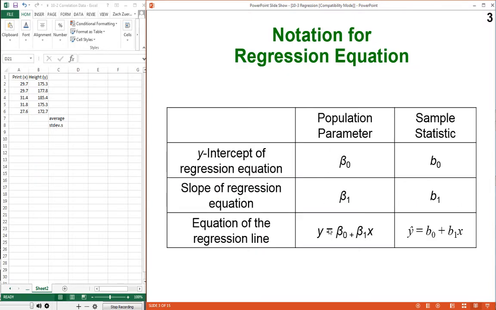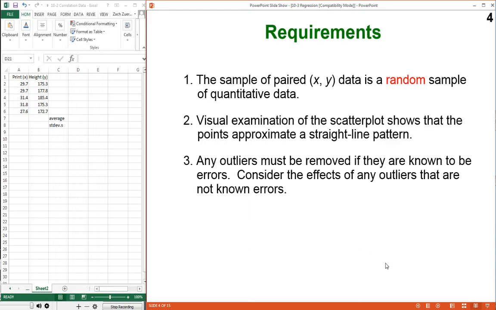When we're talking about a population, we have those Greek letters again. So in this case, it's going to be beta. But when we're looking at a sample, beta is now b, with b0 for the y-intercept and b1 for the slope. And then the equation of the line is, as you just saw, b0 plus b1x. So we're going to have to figure out how it is that you calculate b0 and b1.